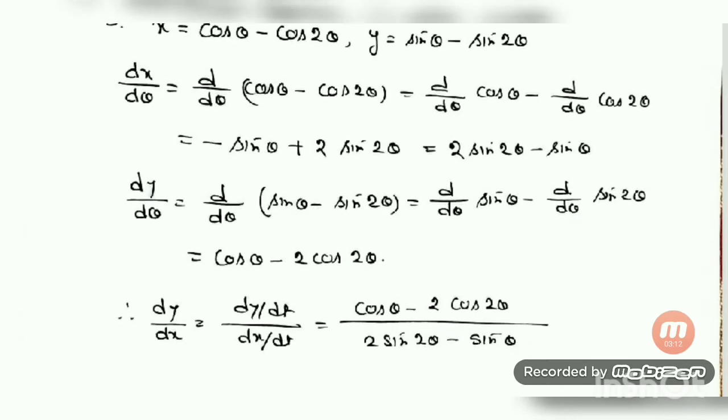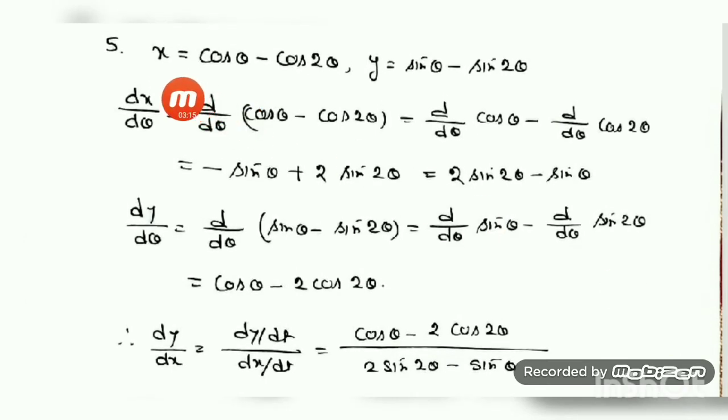Now go to question number 5. Your question number 5 is x equal to cos theta minus cos of 2 theta and y equal to sin theta minus sin of 2 theta. So here the parameter is theta. So take derivative with respect to theta. dx/d theta, that is x is cos theta minus cos of 2 theta. Here we can apply the u minus v rule, that is d/d theta of cos theta minus d/d theta of cos of 2 theta. Derivative of cos theta is minus sin theta, and derivative of cos of 2 theta is what? Minus 2 sin of 2 theta, and minus minus gives you plus. And here I am just writing the plus term as the first term, that will give you 2 sin 2 theta minus sin theta is the second term.